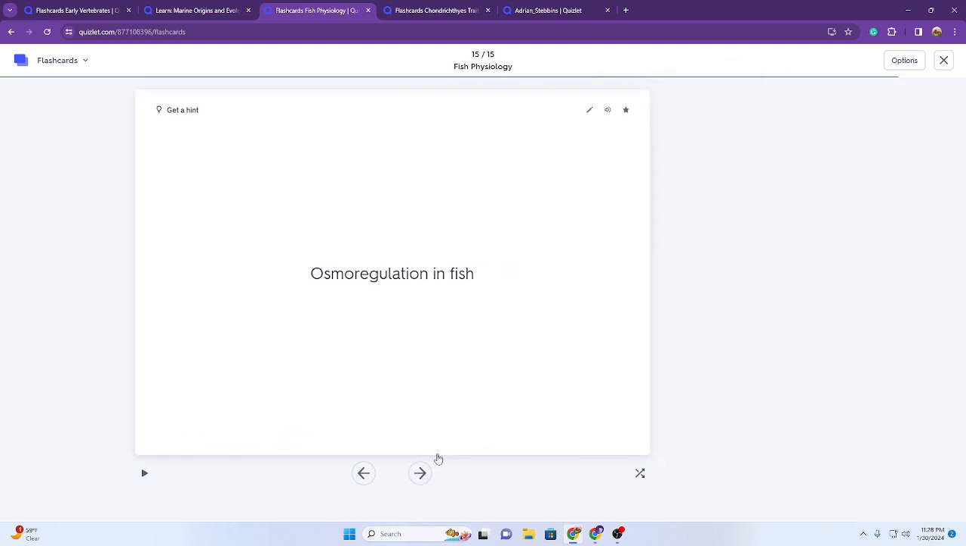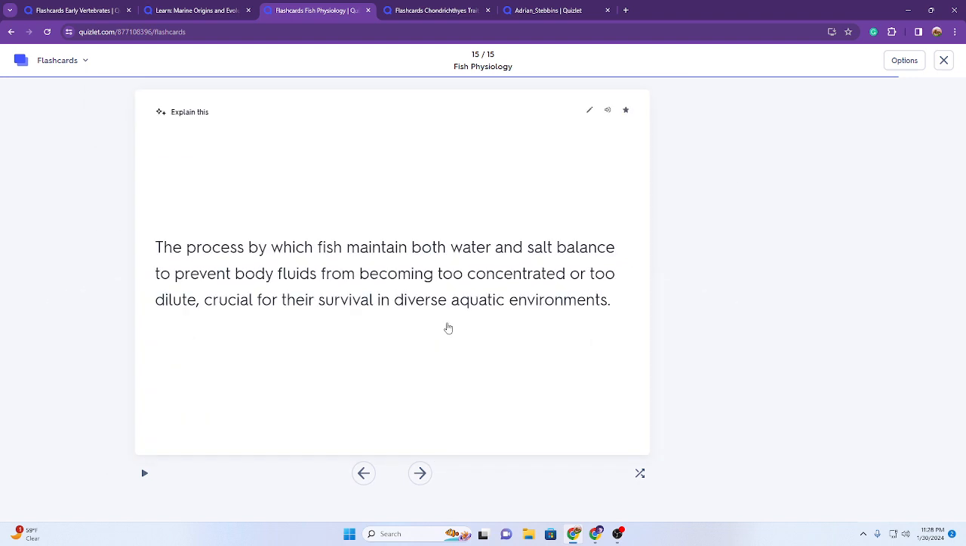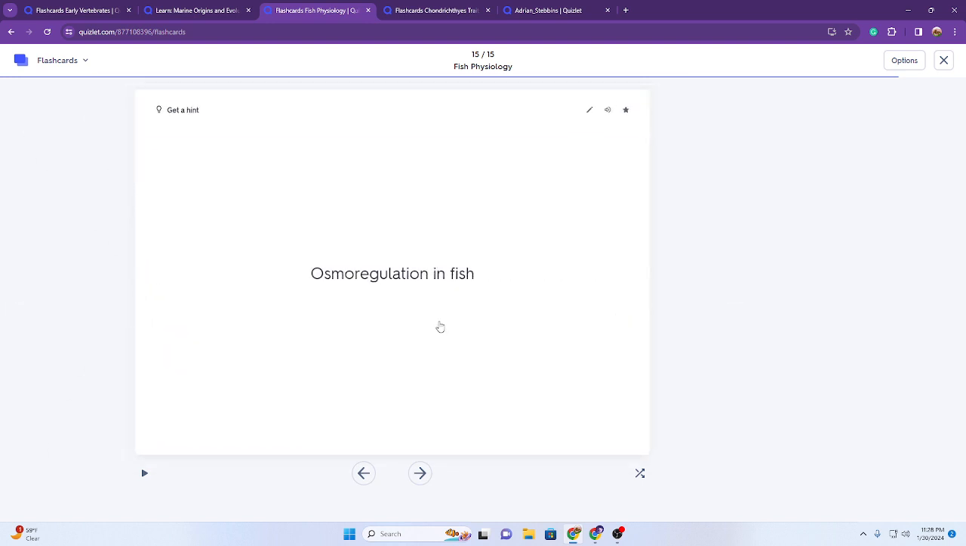Now osmoregulation in fish is the process by which fish maintain both water and salt balance to prevent fluids from becoming too concentrated or too dilute, and this is just needed. All cells need that. Just remember osmoregulation. That's kind of like the kidney area. I talked about that earlier. Just remember that anytime something has to do with balance, like salt and that, osmoregulation, just remember balance and stuff like that.